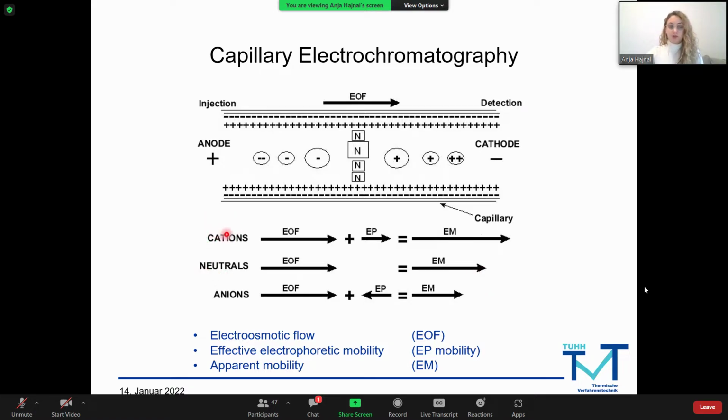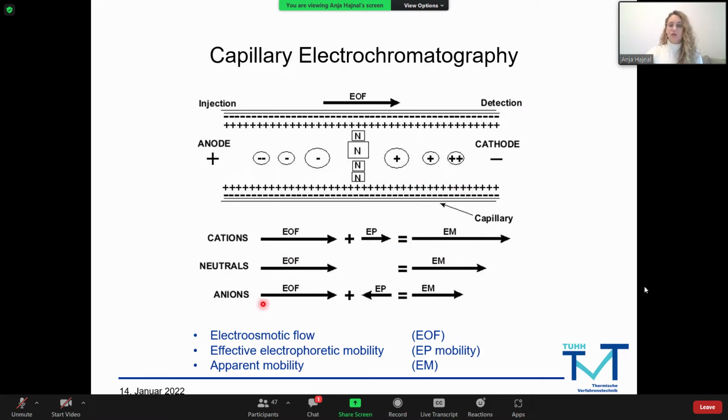Our cations, so our positively charged ions, are going to be moving in the direction of the flow towards the cathode. So their velocity components are going to consist of the electroosmotic flow and the electrophoretic mobility, due to their charge, right? So their apparent mobility is going to be a sum of these two, and they will have the fastest movement inside the system.